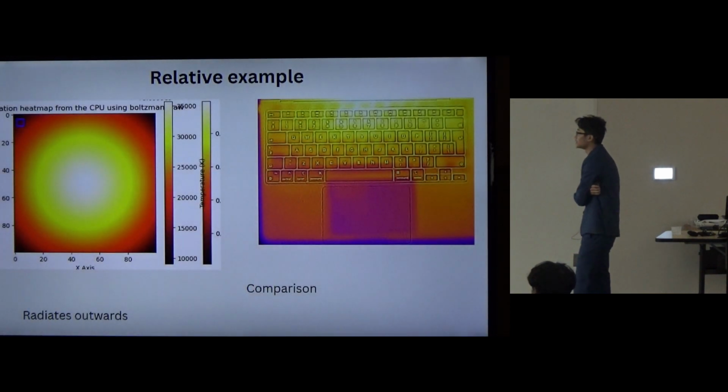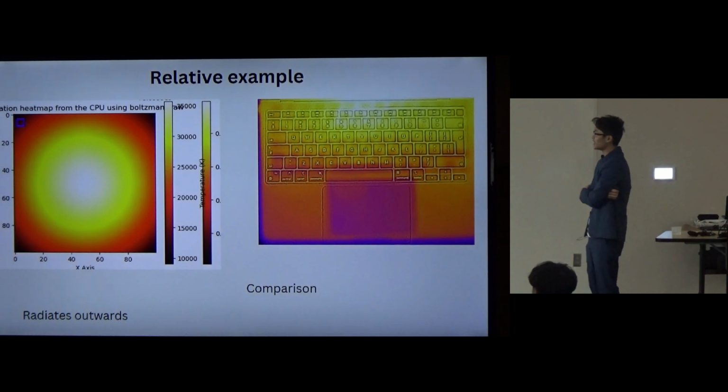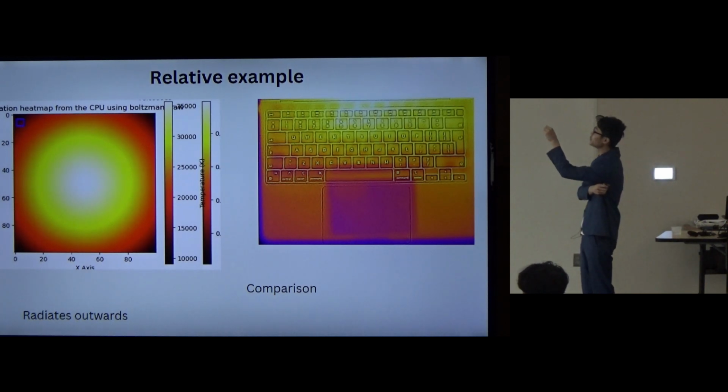So let's take an example. I think I graphed this wrong because I don't think the PCB should be at like 30,000 Fahrenheit. But I just wanted to give a showcase of how radiation just radiates out.